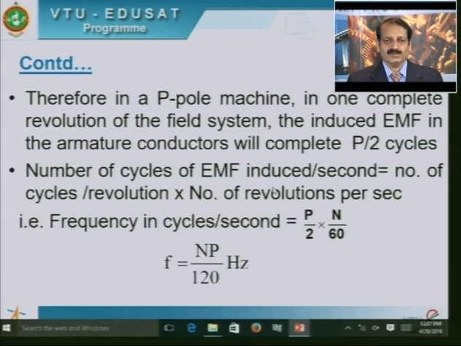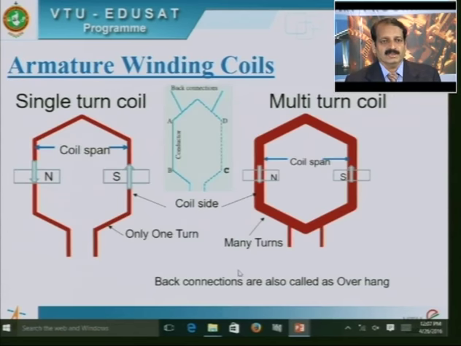The number of cycles of EMF induced per second is given by the number of cycles per revolution times the number of revolutions per second. That is, frequency in cycles per second or hertz is given by p by 2 into N by 60. Finally, the expression for frequency of the induced EMF is given by N p by 120 hertz. So let us look more at armature conductors and armature winding coils.